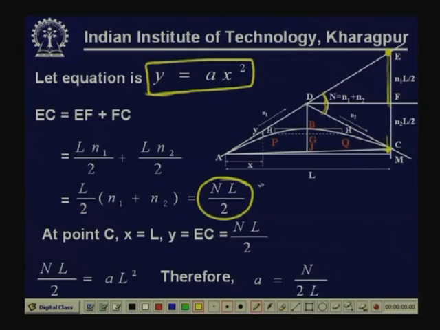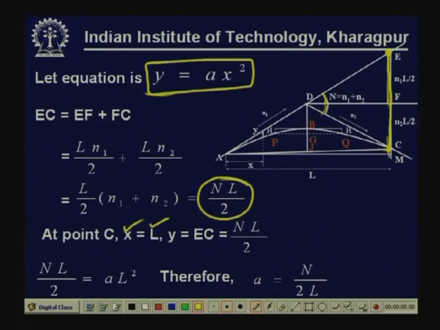Now, at point C, at this point, what is the x? X is nothing but AC, that is L, length of the curve. And what is y? Y is nothing but EC. Remember that it is the difference between this tangent line and the point on the curve.